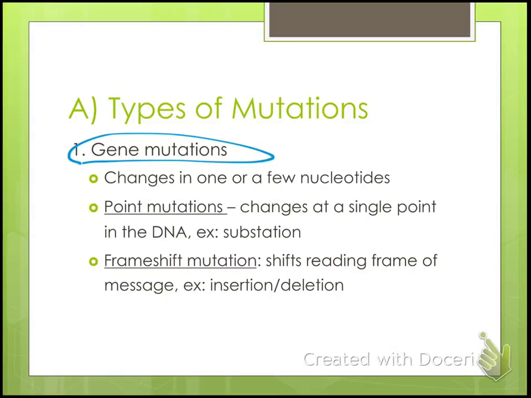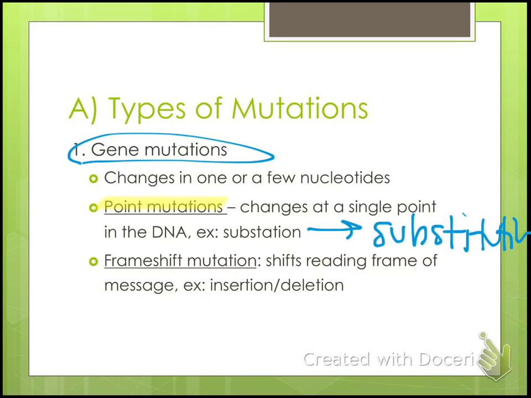Our first type of mutation is point mutations. It's a change at a single area of the DNA, a single point. It's very easy to think about that. Now, on this example, it says substation. I meant to say substitution, so if you could change this word to substitution, that would be great. The next slide will show you what substitution is. It's when you take a single base and change it out for a different base. I'll show you a picture in a second.